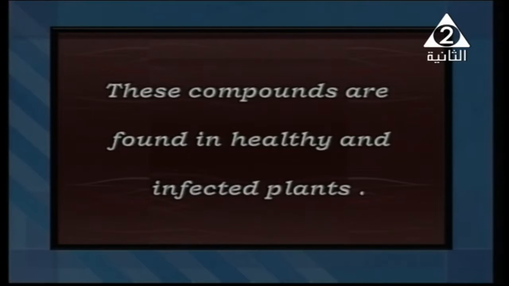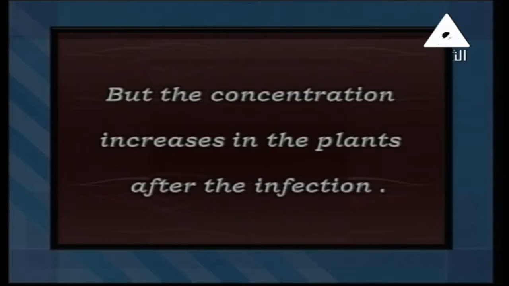And these compounds are found in healthy and infected plants. So remember that those compounds don't exist only in the healthy plant, but they are found in the infected plants, and the concentration also increases after the infection. So some substances or chemicals already exist in the plant, and after infection, what happens to the infected tissues? The concentration, the amount of these substances, increases after infection.